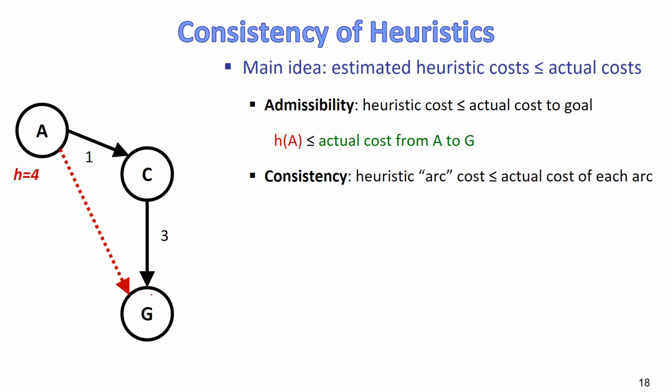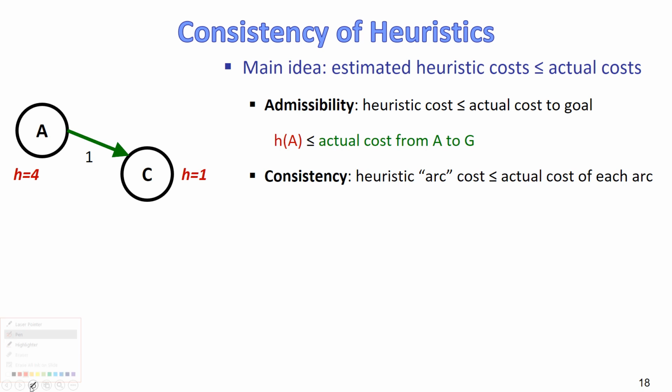Consistency is similar to admissibility, but it's not applied on states. It's mainly applied on the arcs, on the edges. So the heuristic arc cost, and we will explain what we mean by that now, is less than or equal to the actual cost of each arc. Now let me show you an example. Let's say we have this case where the estimated cost at A is 4, and the estimated cost at C is 1, and the actual cost of this transition is 1.